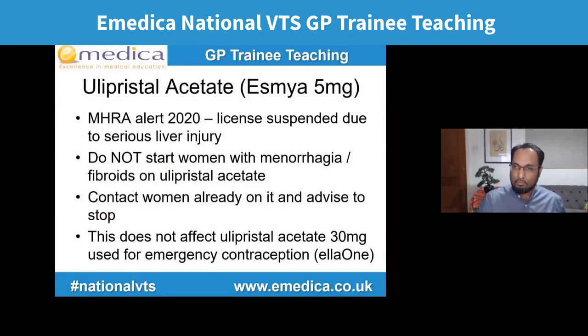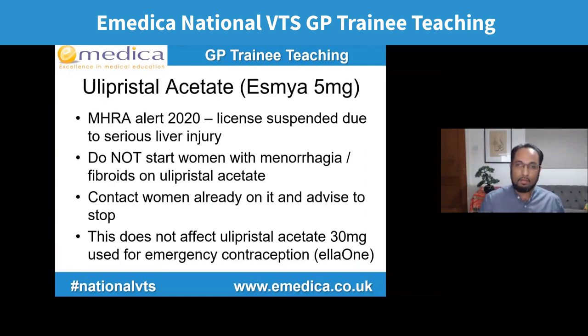The least suitable, because it's not recommended anymore, is ulipristal acetate at 5 milligrams. The brand name for the 5 milligram dose is called Esmya. Okay, so this was a recent alert, March 2020, the license was suspended because of a few cases of serious liver injury. And so the current guidance is don't start any women with menorrhagia who might have fibroids on ulipristal acetate. And if you've got a patient who's already on it, you should contact them and advise them to stop because of this risk. It does not affect, and there's no risk been seen with, the ulipristal acetate 30 milligrams used for emergency contraception, ellaOne, because that's a one-off dose.